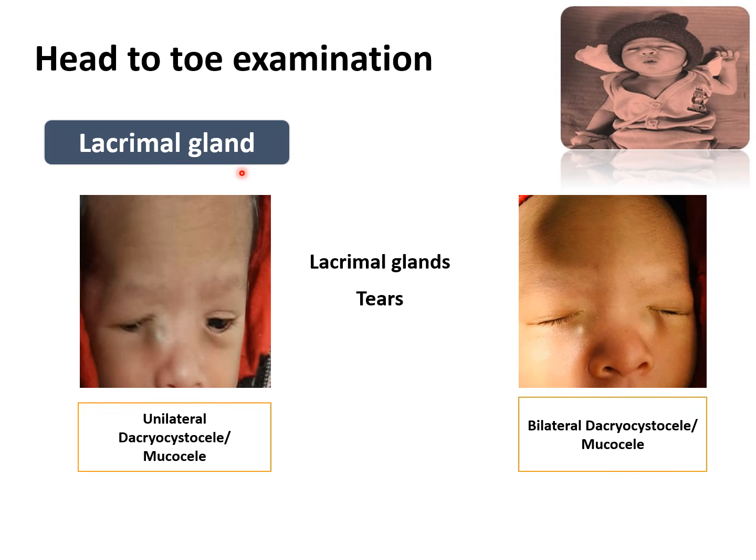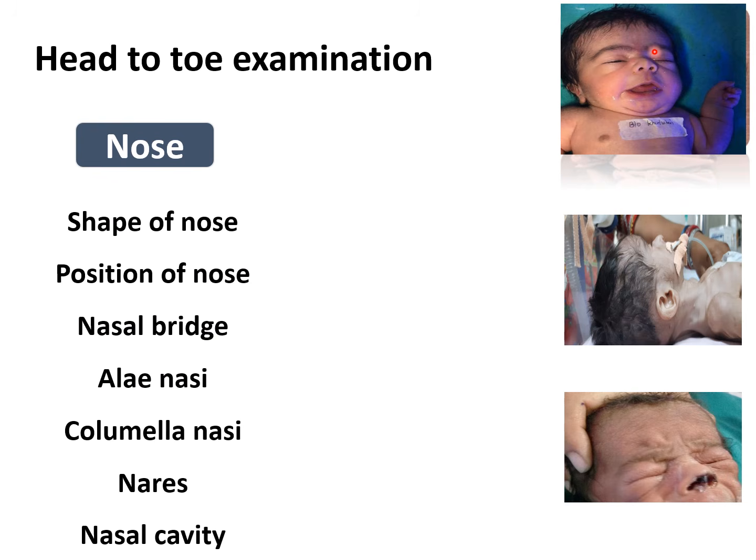Now we have to check the lacrimal gland. Here in this image you can see the child is having swelling of the lacrimal gland. It is mucocele, dacryocystocele. Here in both the eyes the baby is having lacrimal gland swelling. It is bilateral mucocele. Then examine the nose for its shape and position.